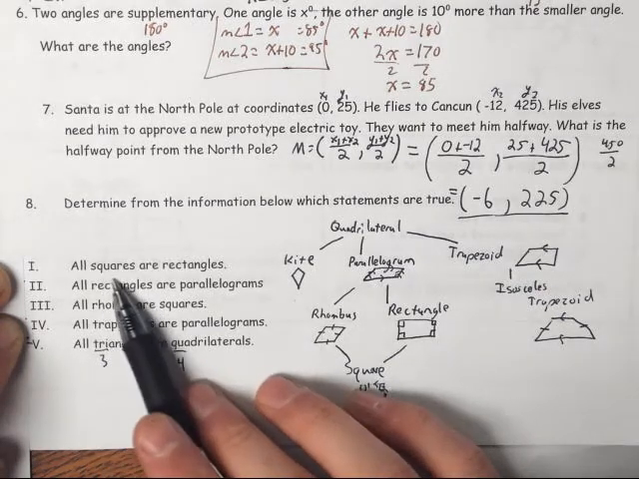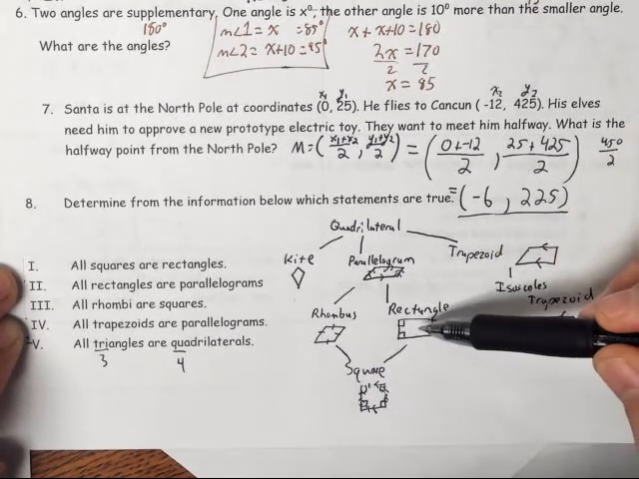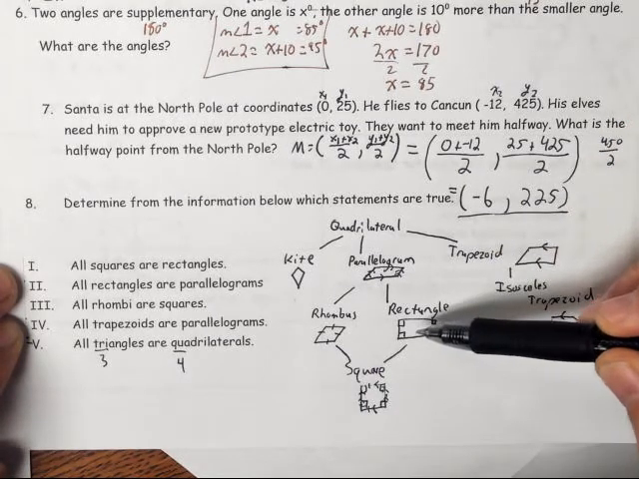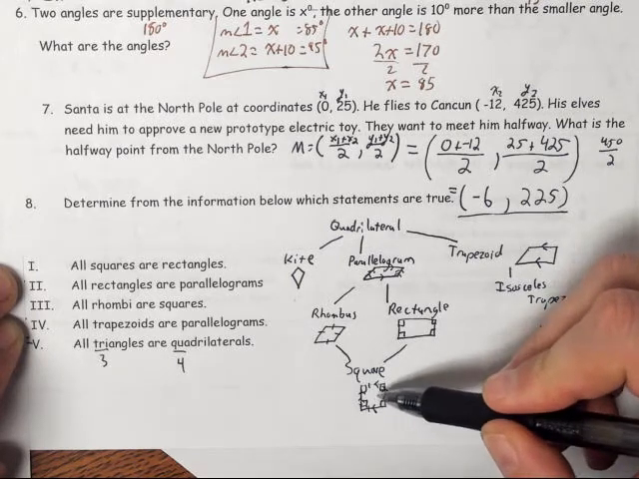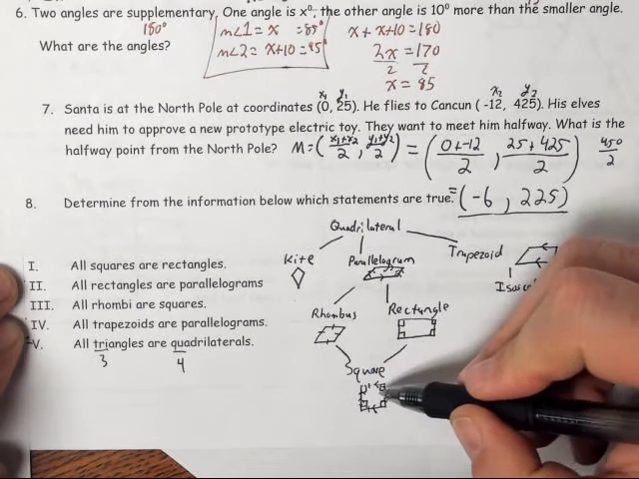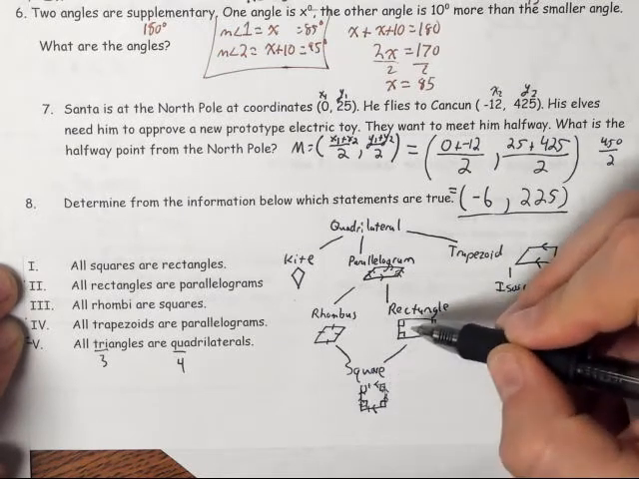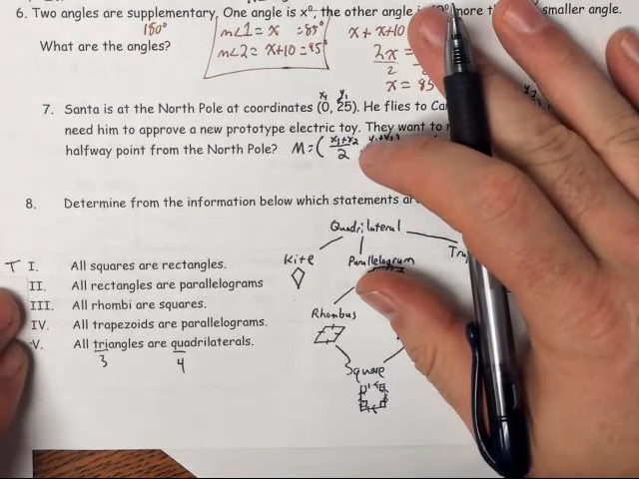The first one says that all squares are rectangles. Well, remember that a rectangle is a parallelogram with 90-degree angles, and a square also fits that definition. Since the square is a child of the rectangle on the hierarchy, all squares are rectangles because the square is a child of a rectangle. So that one is true.